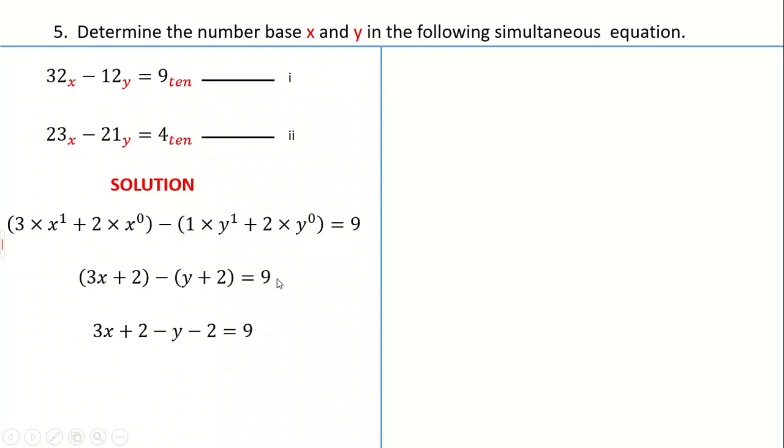Then you can open the bracket now. You can see the minus is affecting the y and the 2. Because minus times plus is going to give you minus, which is what you have here. Then definitely minus times the plus that is beside this y is also minus.